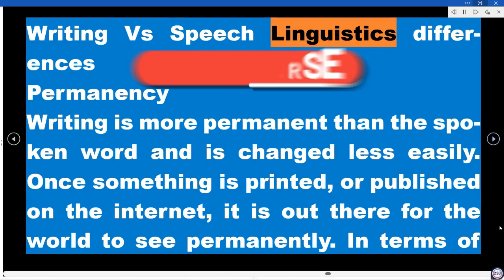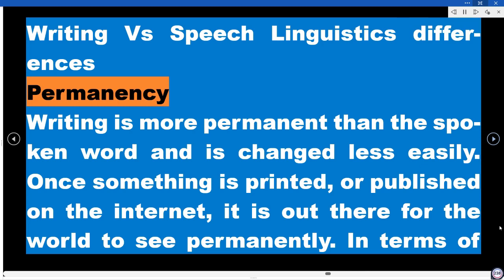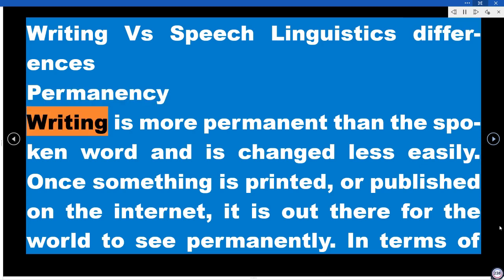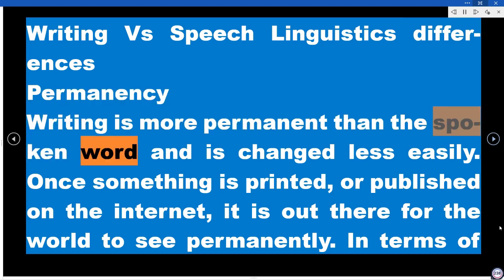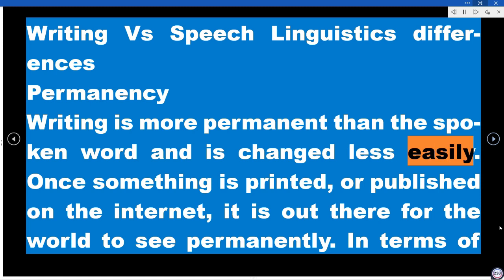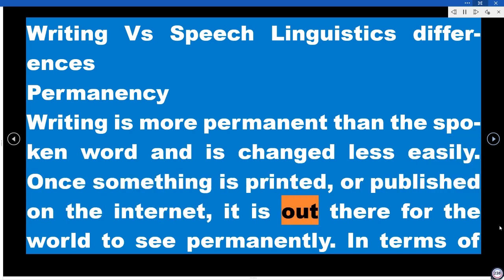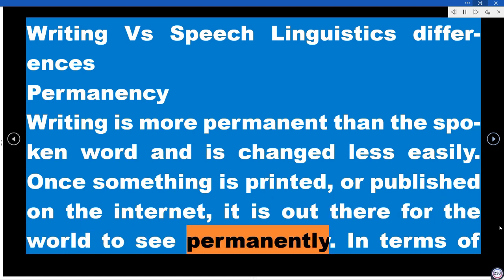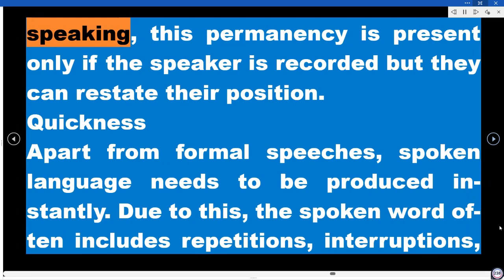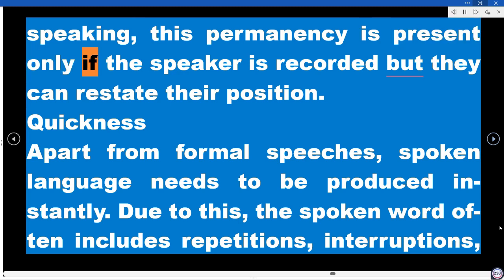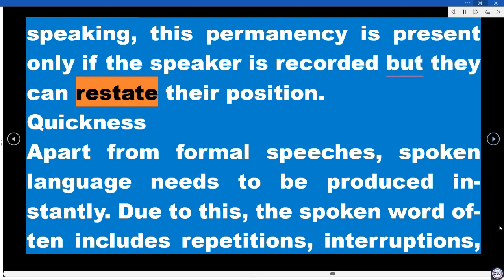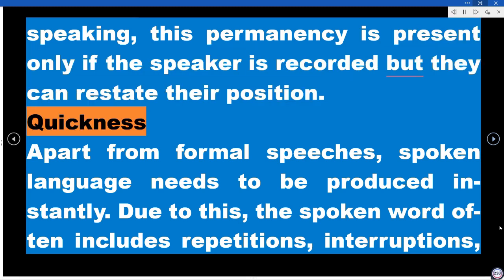Writing vs. speech linguistics differences. Permanency. Writing is more permanent than the spoken word and is changed less easily. Once something is printed or published on the internet, it is out there for the world to see permanently. In terms of speaking, this permanency is present only if the speaker is recorded, but they can restate their position.